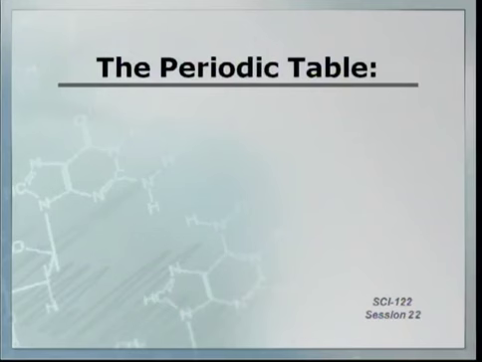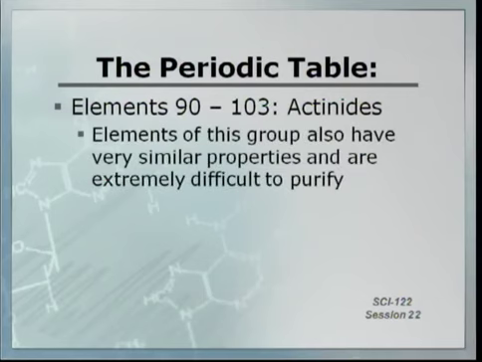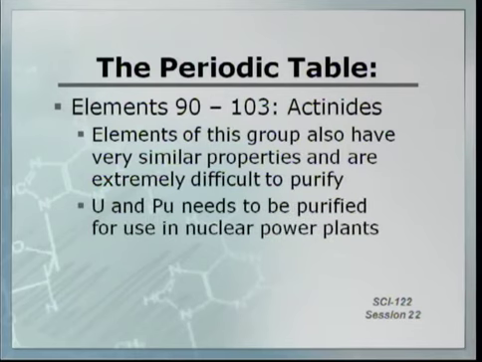Okay? The last group that we're interested in are elements from 90 to 103. These are called the actinides, okay? And this element group also has very similar properties and is extremely difficult to purify. However, two of them are important. Uranium and plutonium, for example, need to be purified for use in nuclear power plants to supply nuclear energy.